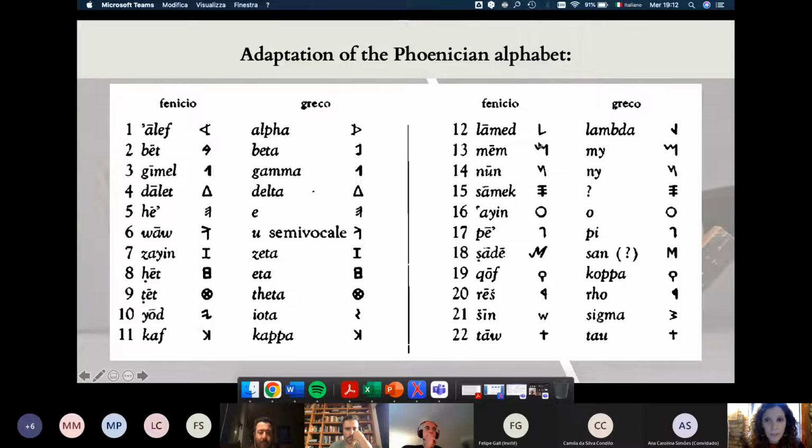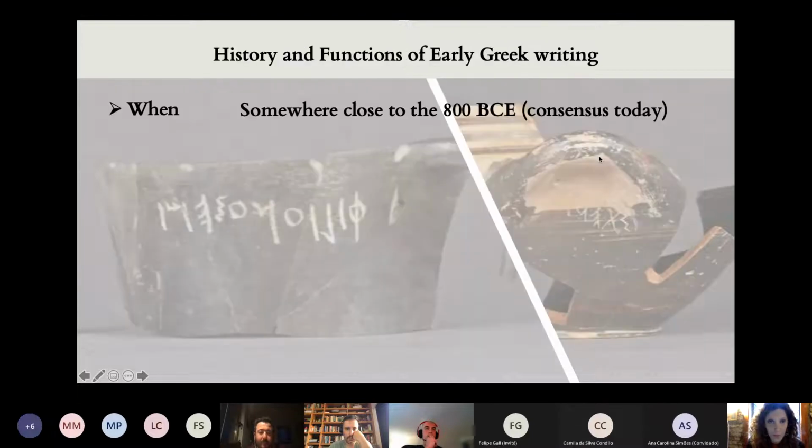So let's go with the first question: when. It is a consensus today that it was somewhere close to the second half of the 9th century. 800 is the date that more or less all the scholars agree with. But the problem is, how can we be so sure about this date?